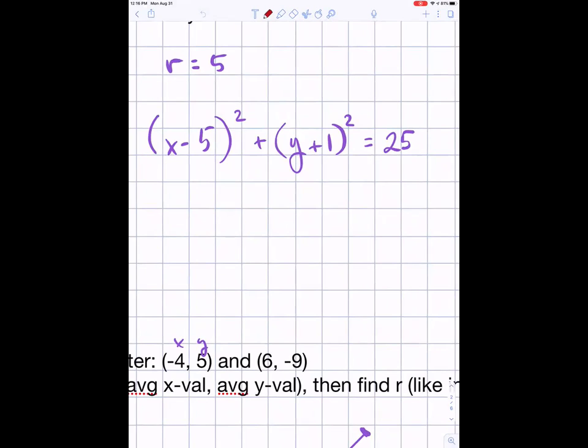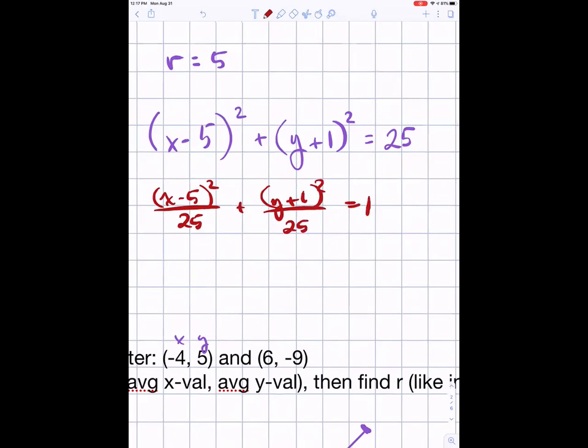This is a circle equation, right? Let's pretend that we had never looked at circles before. Let's pretend that we had only ever studied parabolas, ellipses, and hyperbolas. If we had only ever studied those 3, I would look at that equation and say it's not in standard form. And what would I do to make it in standard form? I would divide everything by 25, wouldn't I? And that would become x minus 5 squared over 25 plus y plus 1 squared over 25 is equal to 1.